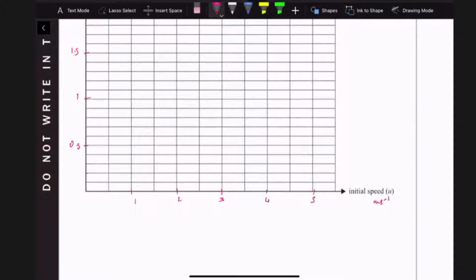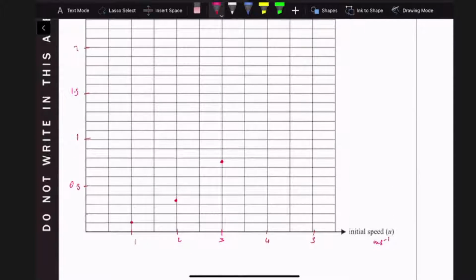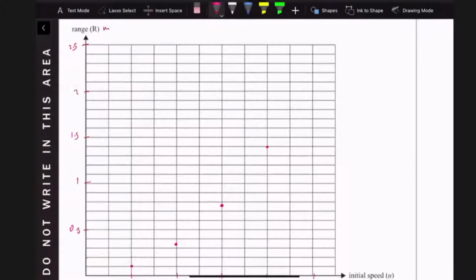So if we start plotting our data, at 1 it's 0.1, and then at 2 it's 0.35, so it's approximately here-ish. At 3 it's 0.78, so this is 0.8, so 0.7, 0.8 is kind of here. And then at 4 it's 1.4, so 4 would be 1.4 here, I think. And then at 5 it's 2.15, so 2.1, 2.15.